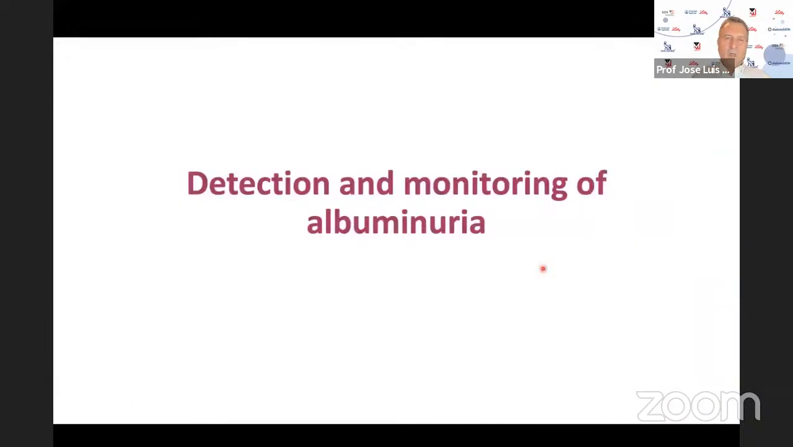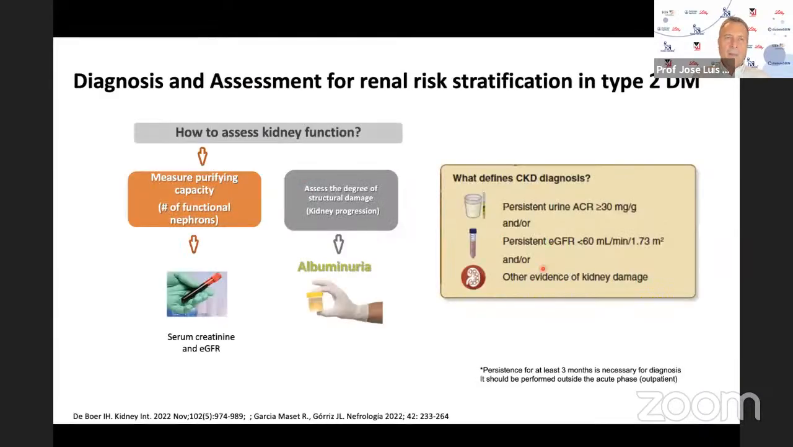So, a couple of slides about monitoring, because the second speaker will deal with this in depth. I only want to mention that the different guidelines recommend the measurement of estimated GFR and urinary albumin creatinine ratio for the detection and monitoring of CKD.